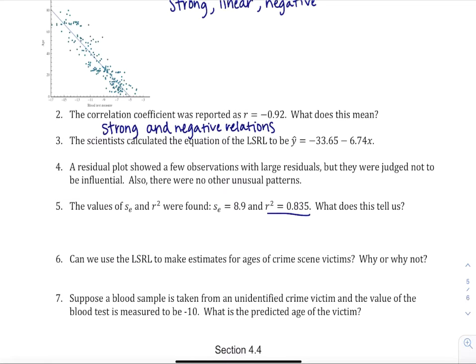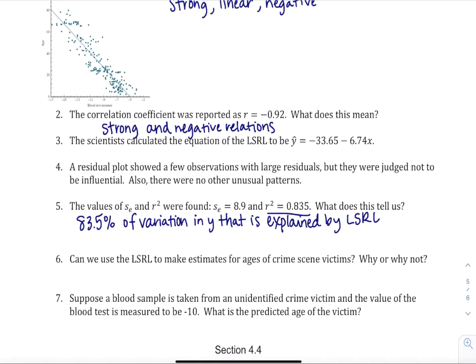Let's start with R squared. What does that tell us? If we multiply by 100, that tells us the percent, 83.5. That's the percent of the variation in y that's explained by the least squares regression line. That's pretty good. You can think of R squared values as test scores. If you got an 83.5 on a test, you knew the material pretty well. And least squares regression line is really long, so I usually write LSRL.